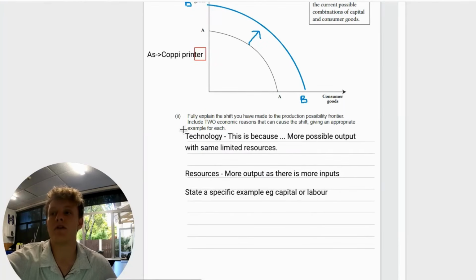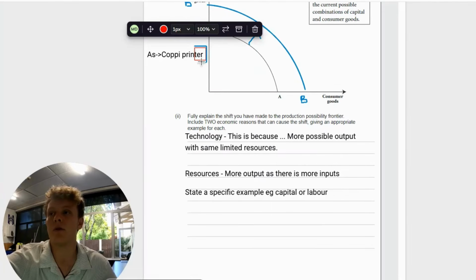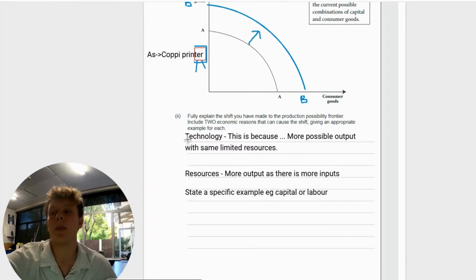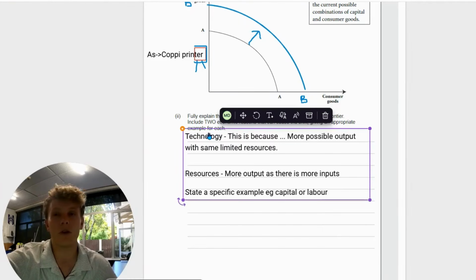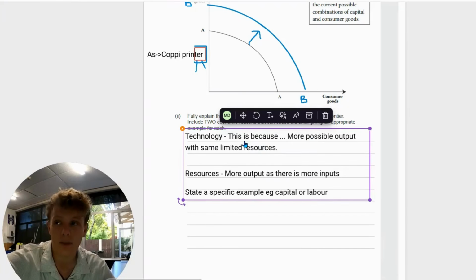Then 2 changes. So the first change we're going to say is technology. The changes come from these last 2 variables on the copy printer: the TE for technology and the R for resources. So technology, and when you want to expand on your answer, technology is not going to be enough on its own. You definitely need to expand on that. You're going to say this is because when new technology is released, more output can be produced with the same limited resources. So with the same amount of resources, we can increase our output. For example, AI allows workers to produce 10 times as many emails per day, or some sort of example in there. A specific one could be good.